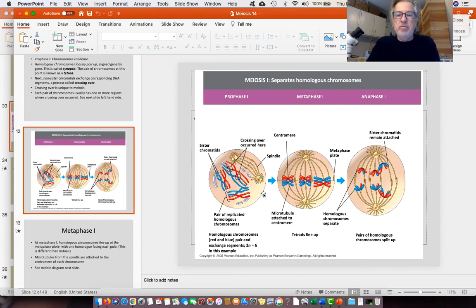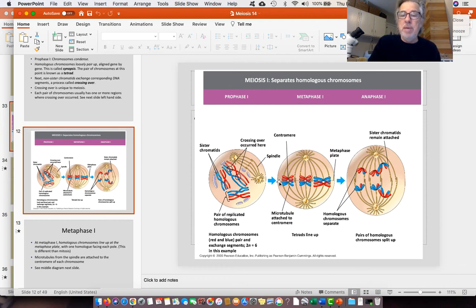In prophase 1, the homologous chromosomes pair up and align with each other gene by gene, and then exchange parts in a process called crossing over. And later on, you can see that the chromosomes are a mixture of blue and red, showing that the chromosomes have exchanged their parts. When they look like this, they're called a tetrad, and this process of lining up is called synapsis. So that's the first unique aspect.